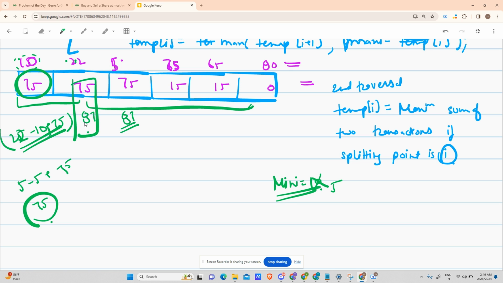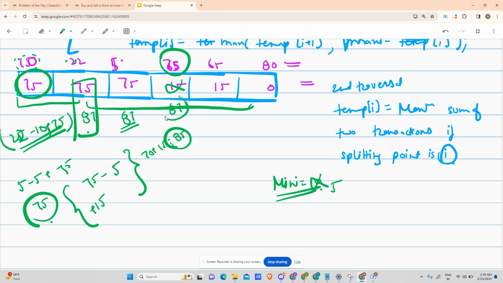Okay, done. Third test case, I go here at 75. I see the minimum is 5. So I say 75 minus 5 plus 15. What is the value? It gives me 70 plus 15, which is 85. Is it greater than 87? No. Keep it 87 then. Okay, I go here at 65. I say, what is the minimum? 5. So 65 minus 5, and what is the value here? 15. What is the value?